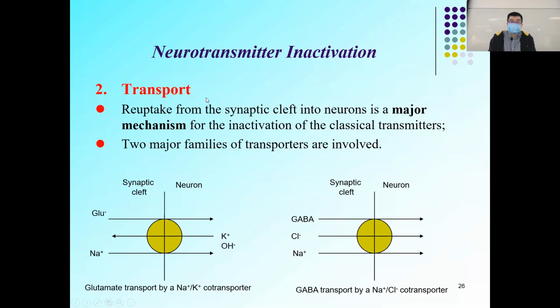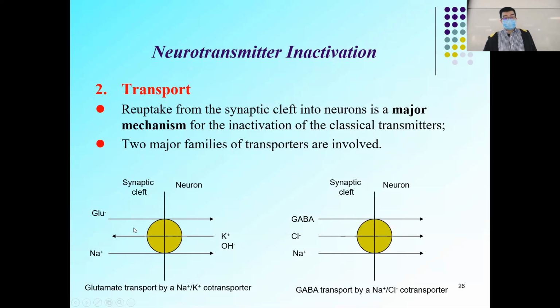So transport can also be inactivation. The reuptake from the synaptic cleft into neurons is also a major mechanism, apart from the acetylcholine case. There are two major families of transporters involved. For example, one takes up glutamate, and the other takes up GABA. So with these two major classes, a little bit of modification can be used for the transport of different neurotransmitters, okay?